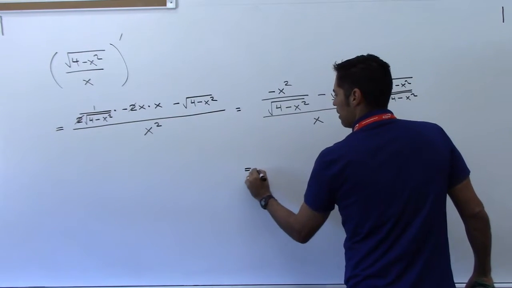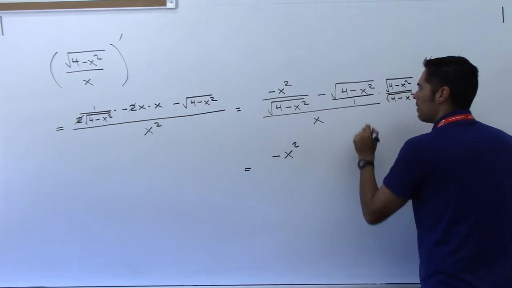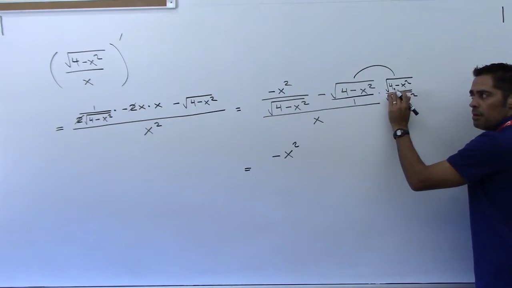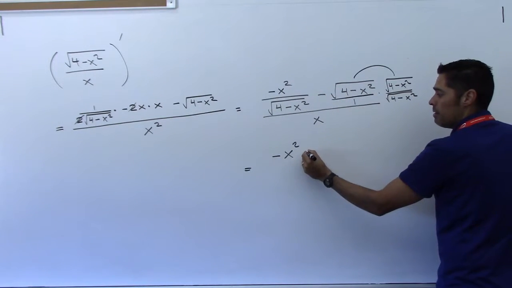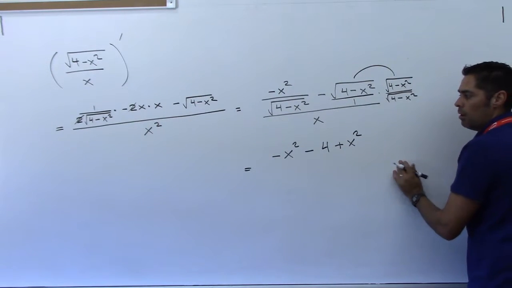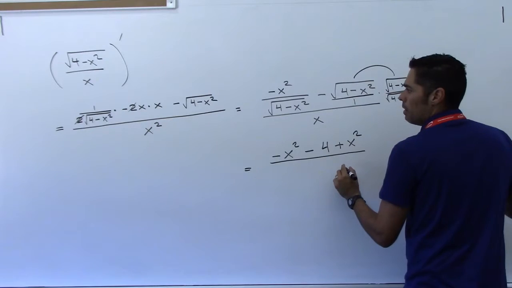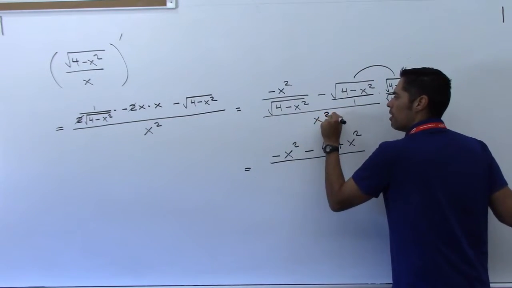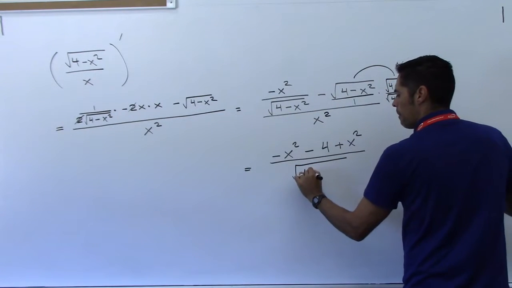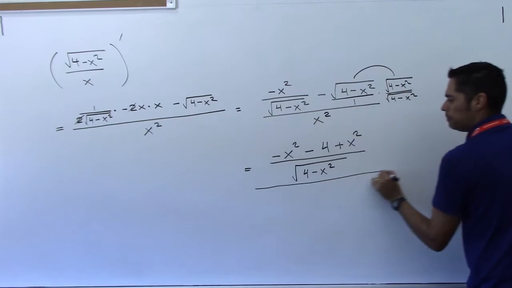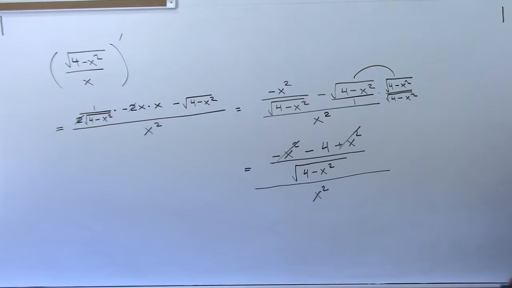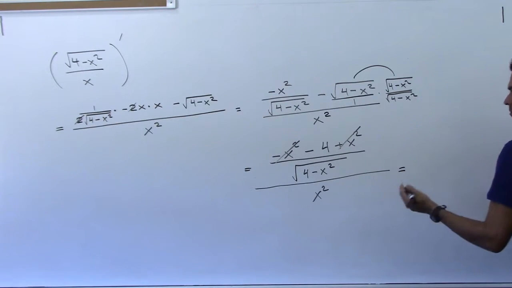So what I get is I have the negative x squared, which is this. This root times this root, the roots go away, and you just get 4 minus x squared. But it's subtraction. So it's actually minus 4 plus x squared, all over, oh wait, hold on. This right here, x, was supposed to be squared, right? Sorry. All over the common denominator, which is this. All over what? X squared. These x squareds cancel, right? Or they add and they're gone.